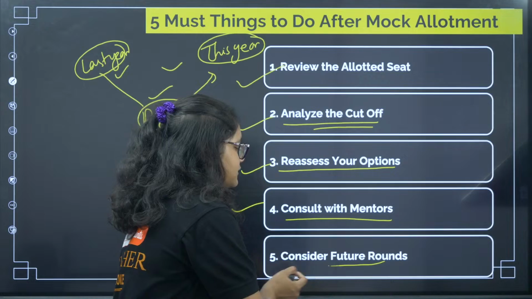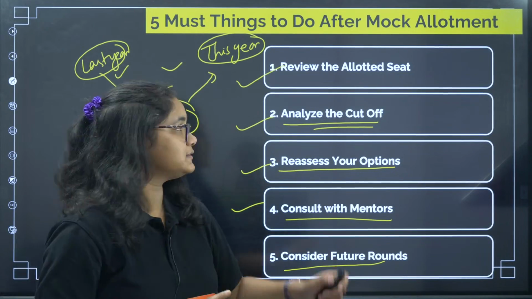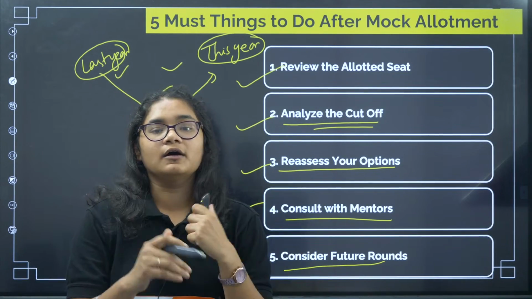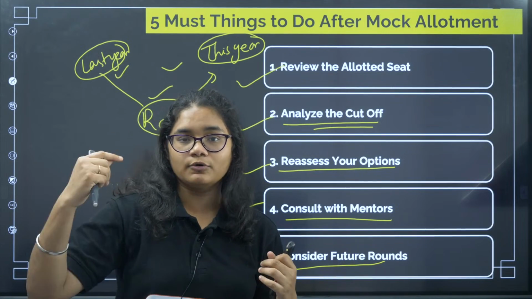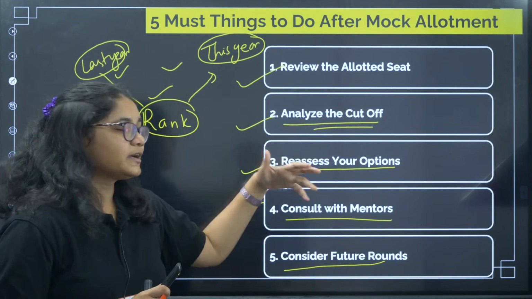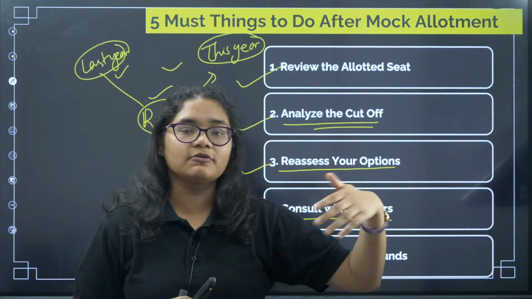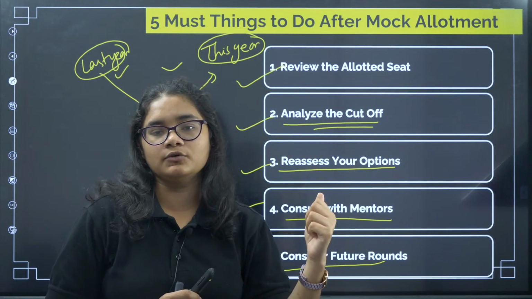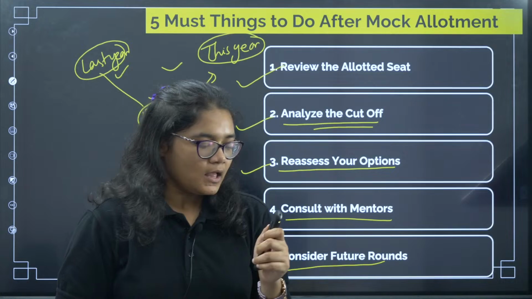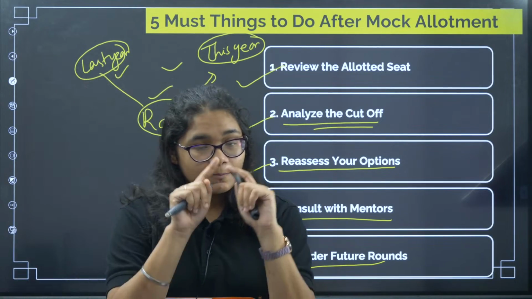And the last one, consider the future rounds. Don't just consider the round 1 cutoff, there will also be 2 more rounds, right? So you have to consider what the cutoff can be for the last round, and based on that you have to add the colleges. Okay, so this is the end of part 1.